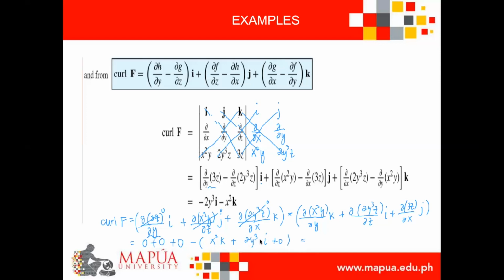So therefore, we now have to simplify, that's negative. Let's start first with the i vector, so that is negative 2y cubed i minus x squared k. So we have the same answer here. So this is how we compute for the divergence and curl of a vector field.